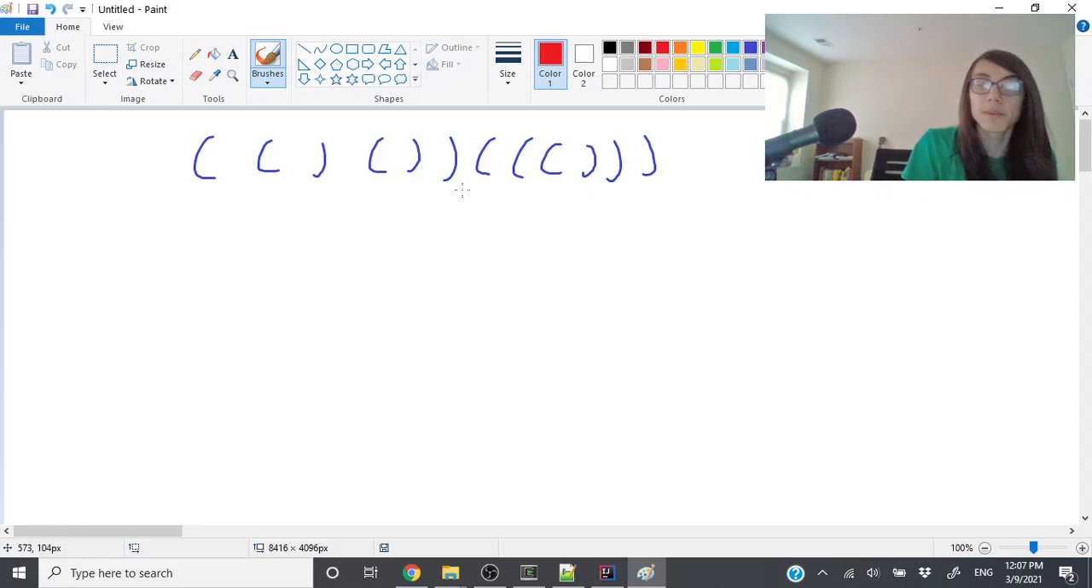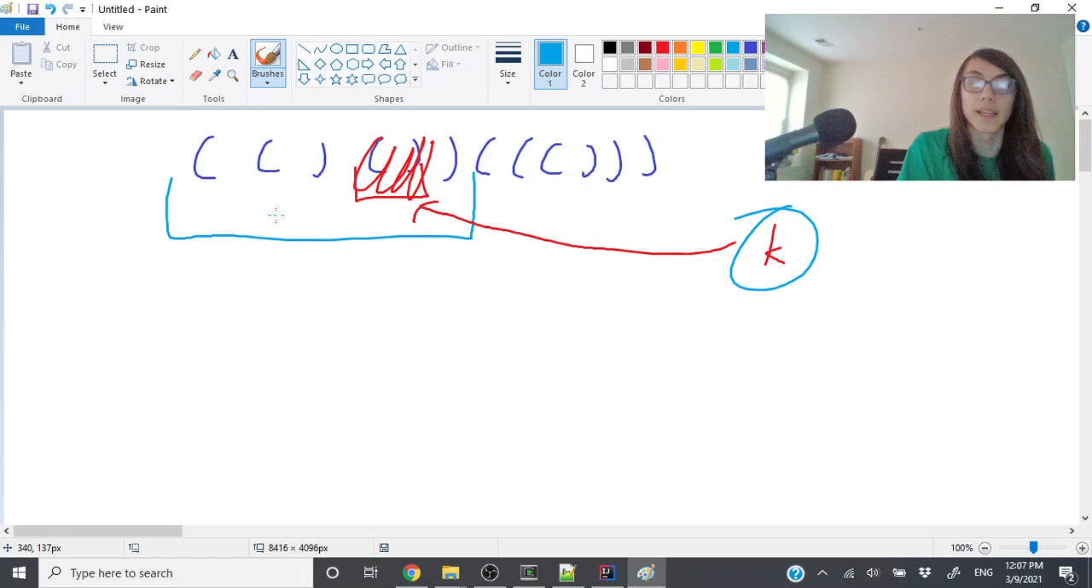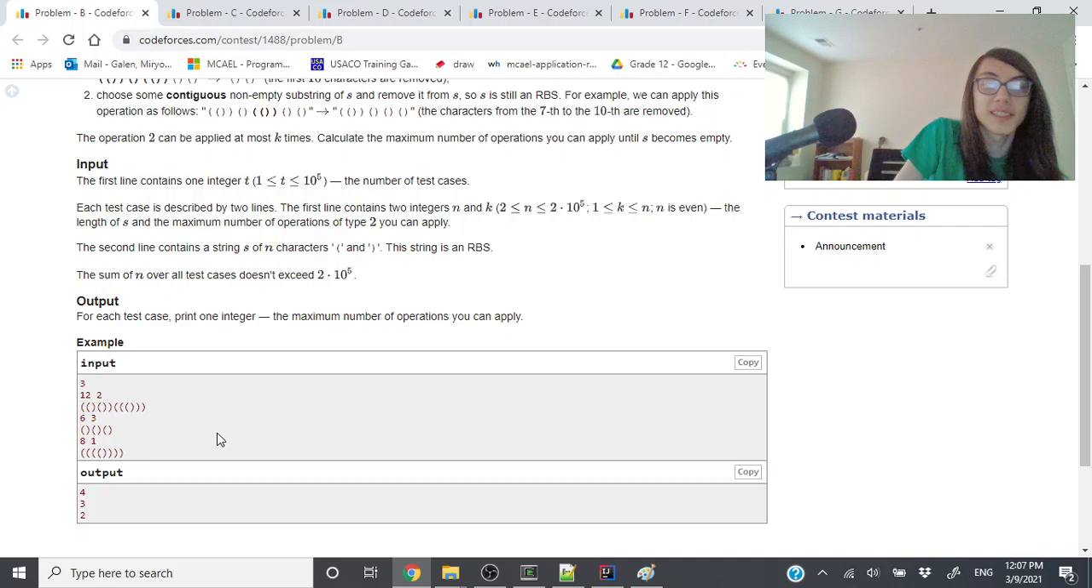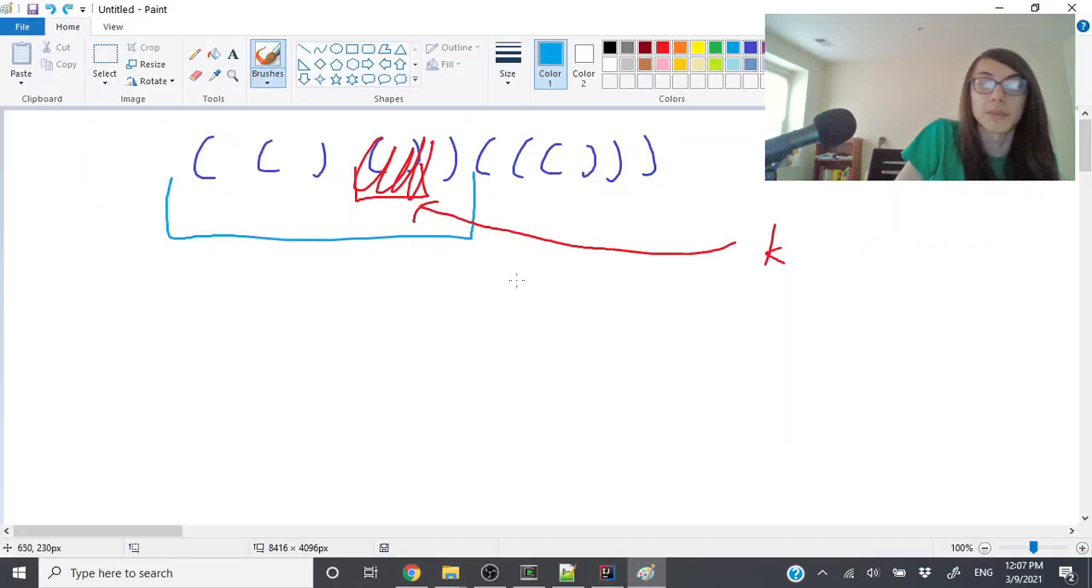But basically, with this regular bracket sequence, what you can do is, one, pick some subarray and delete it, or you can pick some prefix and delete it. However, you can only do the subarray operation at most k times. And you want to figure out the maximum number of operations in total, both subarray and prefix, that you can do while keeping the string non-empty. So you want to do as many operations as possible where you have to delete at least one character each time, and figure out the maximum.